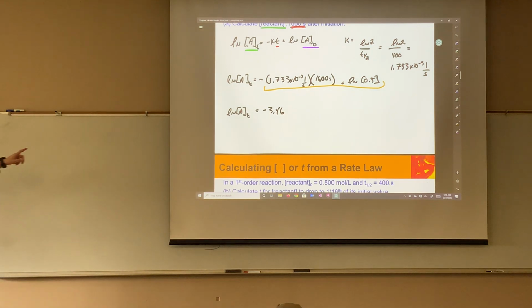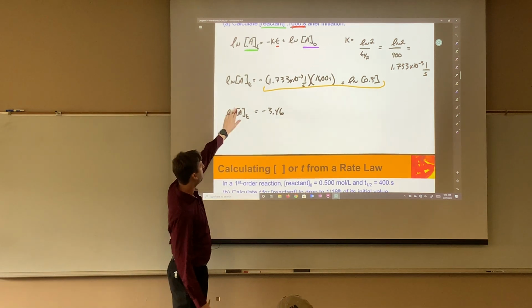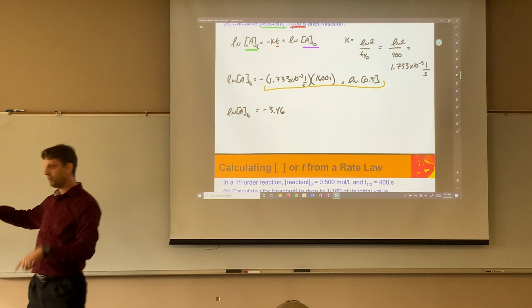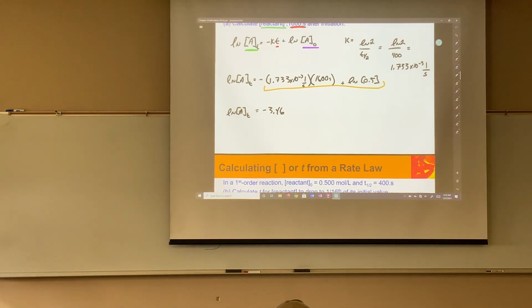How do we get rid of a natural log? We don't need that, we need this. E, right? So we do E to this and E to that. And so this side simplifies down to the concentration of A at time t, and over here I got 0.0312, and this is moles per liter, our concentration.